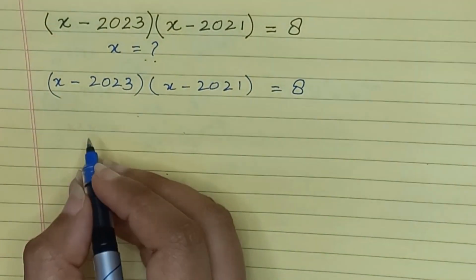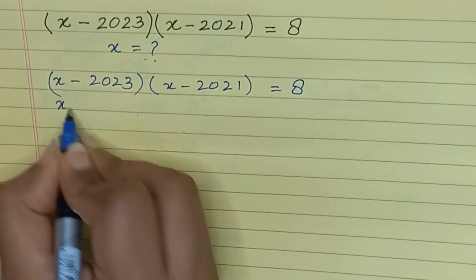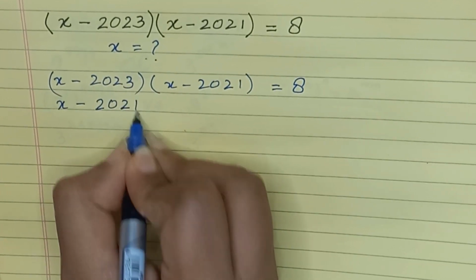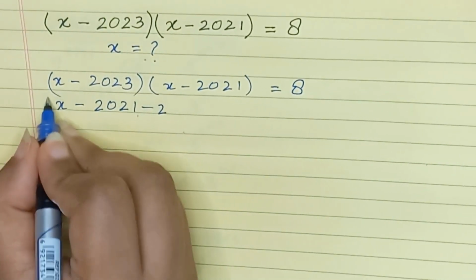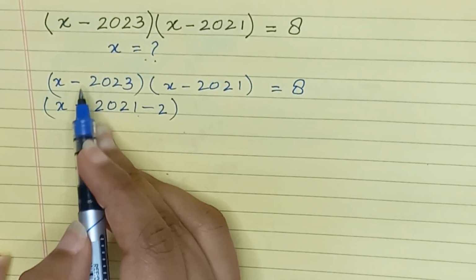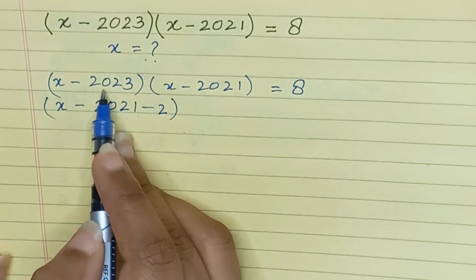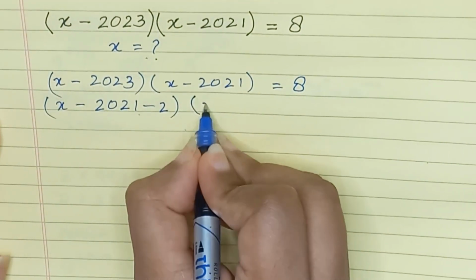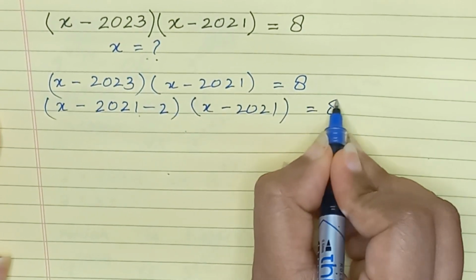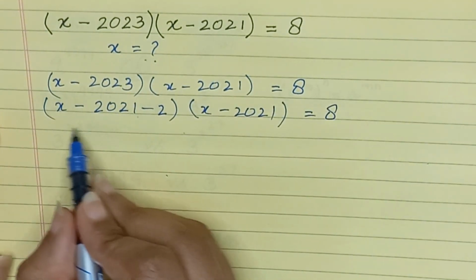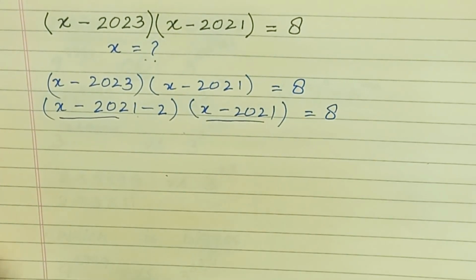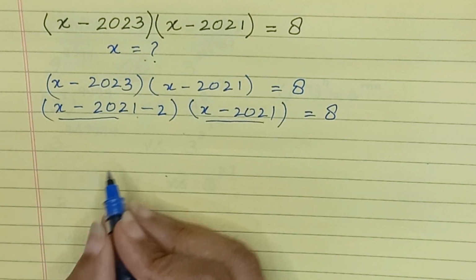So we will break 2023 as 2021 plus 2, so x minus 2023 is the same as x minus 2021 minus 2. So it will become (x − 2021 − 2)(x − 2021) = 8. Now you can see that x minus 2021 and x minus 2021 are the same.